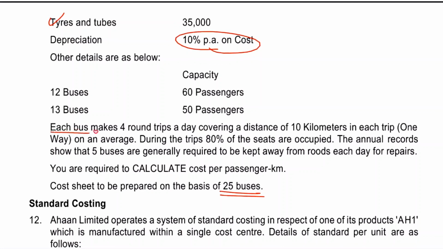Each bus makes 4 round trips. It is a repetition. This part was done, but still I will repeat for you. There are 4 round trips. 4 round trips बोले तो 4 into 2 how many trips? 8. 4 times you will go, 4 times you will come. So 4 round trips बोले तो 8 trips covering the distance of 10 kilometers. In one day, your one vehicle will travel for how many kilometers? 80.